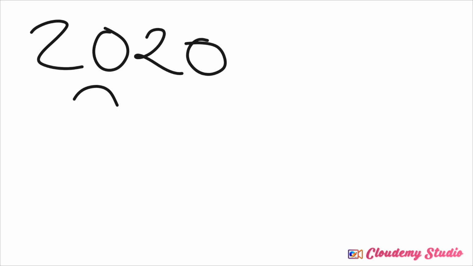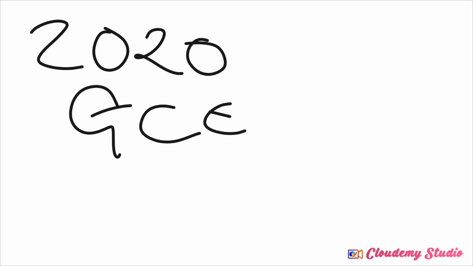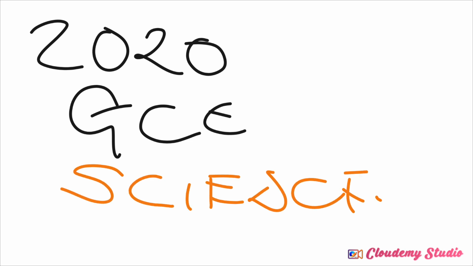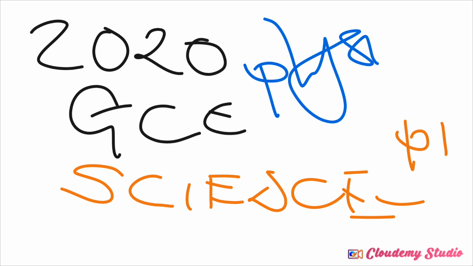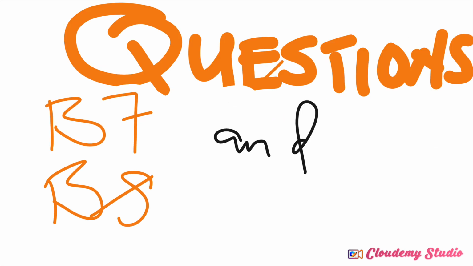Good afternoon. Today we are going to solve the 2020 GCE paper, and definitely we'll look at Science Paper 1. Science Paper 1 is commonly known as physics. So this is the one we are going to deal with, and we'll only deal with question 7 and question 8. That's Section B. So let's quickly start.